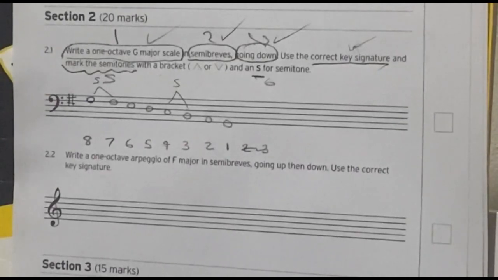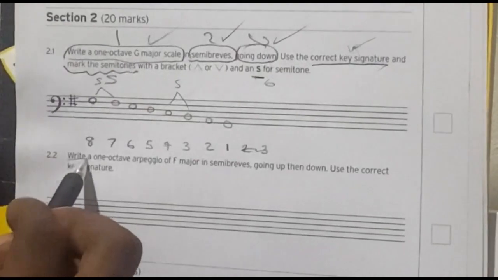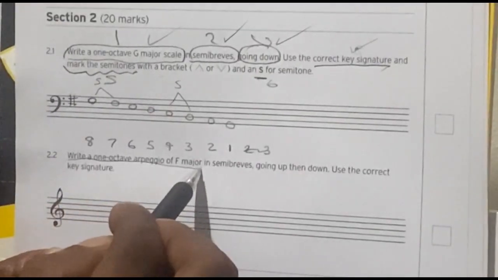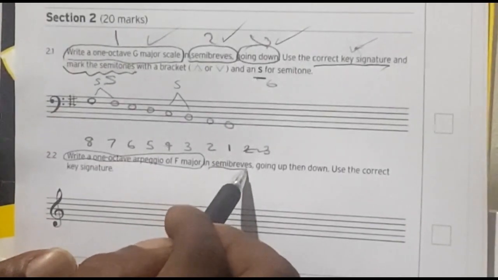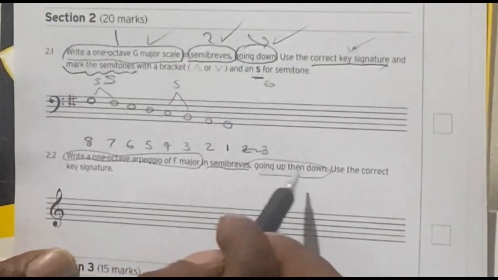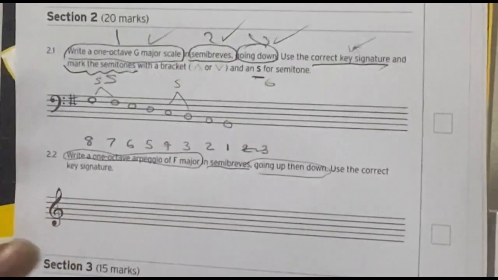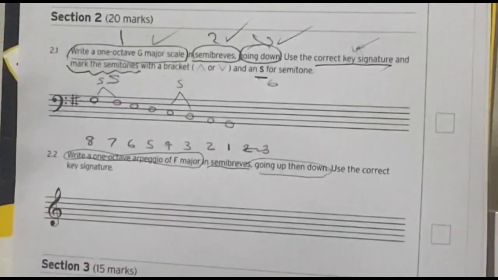Question 2 of section 2, write a 1-octave arpeggio of F major in semibreves. Again, this is a long question, so let's separate it. Write a 1-octave arpeggio in F major. Again, semibreves, going up and down. Again, use the correct key signature. Well, F major, going up and down.